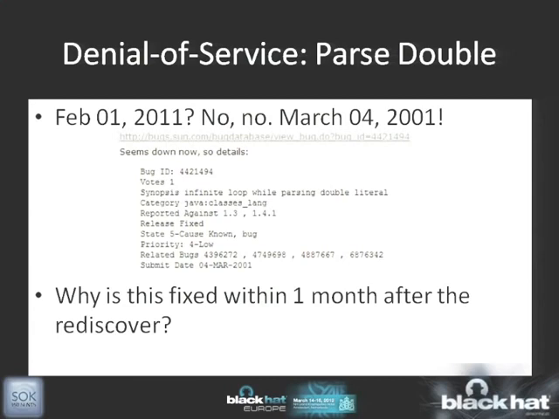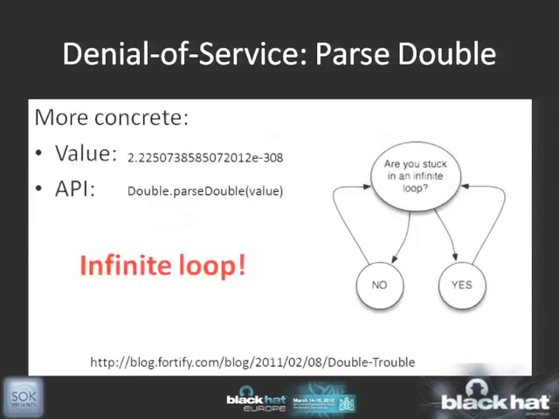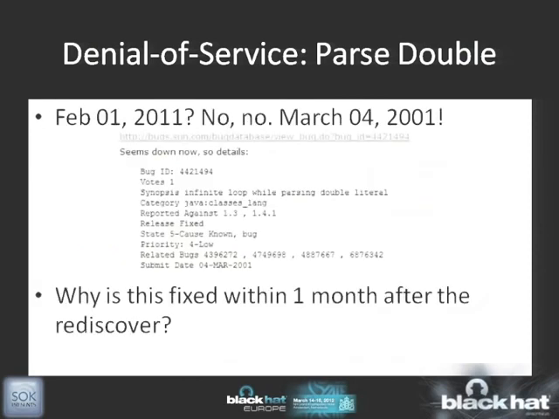Why? Because you can think, what are the chances that this value, this 2.2 and so on, actually appears in your application? Well, practically none, right? This value will not appear in your application. So why did the people fix it in record time after they rediscovered it in 2011?